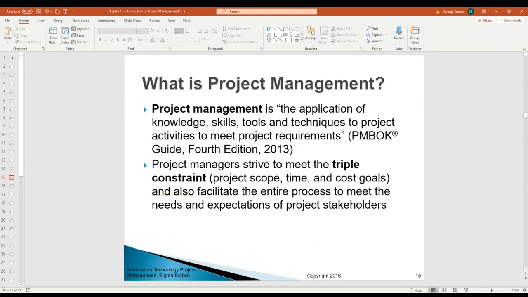Okay. So we have the triple constraint. We mentioned that, which is the scope, the time, and the cost. And then, of course, you want to make sure that you're managing everybody. Everybody is working together.